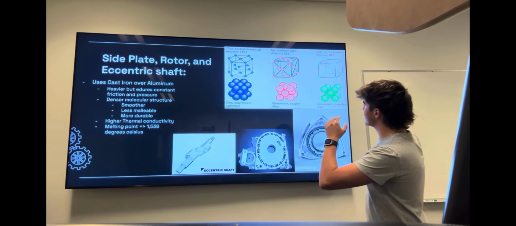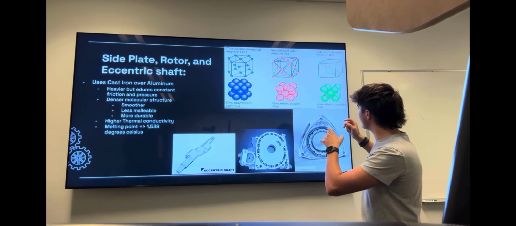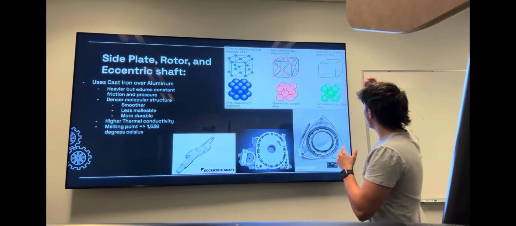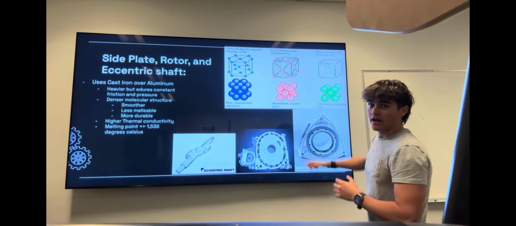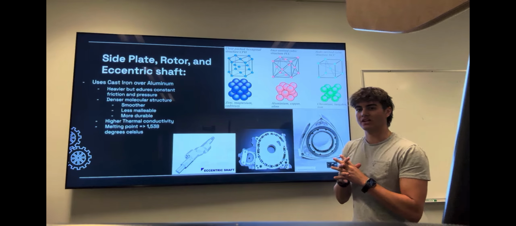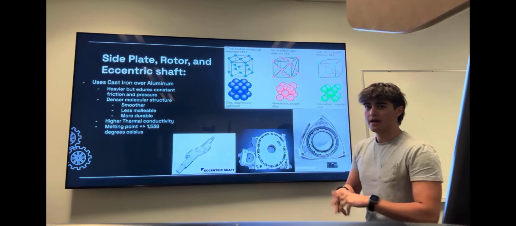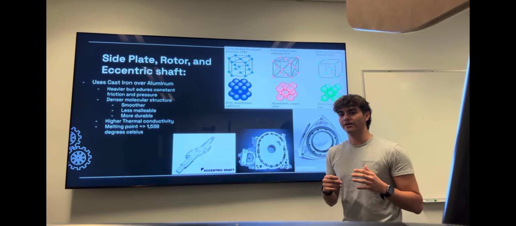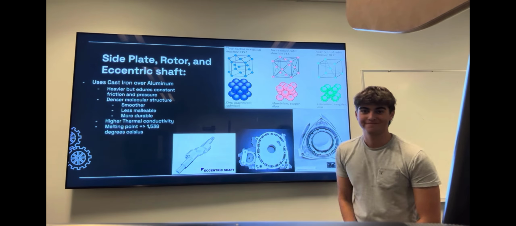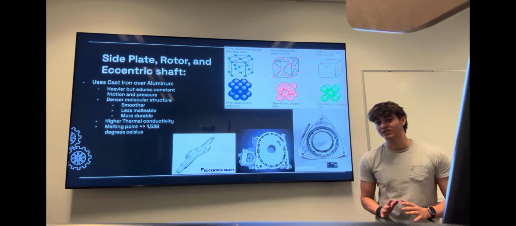If we look at the molecular structure of aluminum versus iron, we can see that aluminum has an FCC structure and iron has a BCC structure. The BCC structure has a more densely packed valence electron field compared to the FCC, making iron extremely durable and all the factors I just talked about, making it the perfect choice for this.